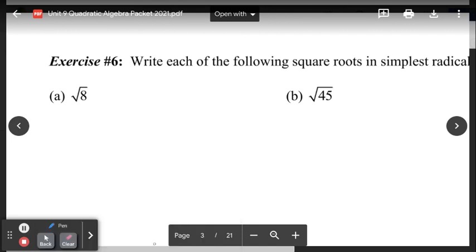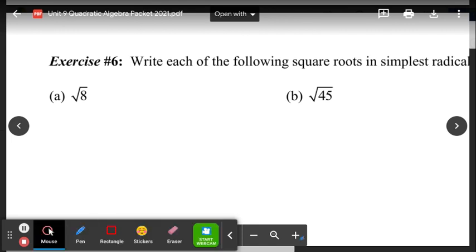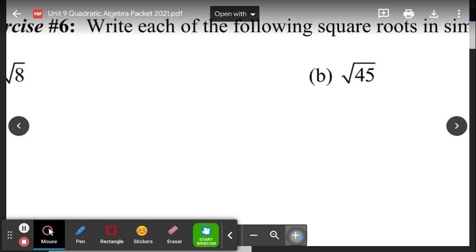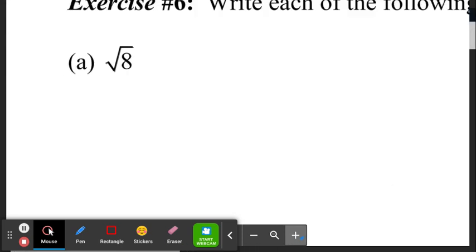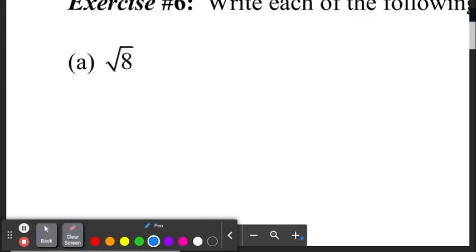All right. So for part A, we have square root of 8. If you put square root of 8 in your calculator, you just get a huge decimal. So for this, we're going to do our factor tree. So what goes into 8? You pick any numbers you want. Now, 8 and 1 doesn't help because the 8 doesn't get smaller.